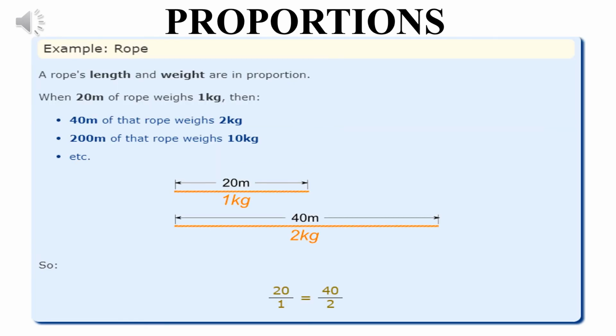Example, rope. A rope's length and weight are in proportion. When 20 m of rope weighs 1 kg, then 40 m of that rope weighs 2 kg. 200 m of that rope weighs 10 kg. So, 20 over 1 is equal to 40 over 2.